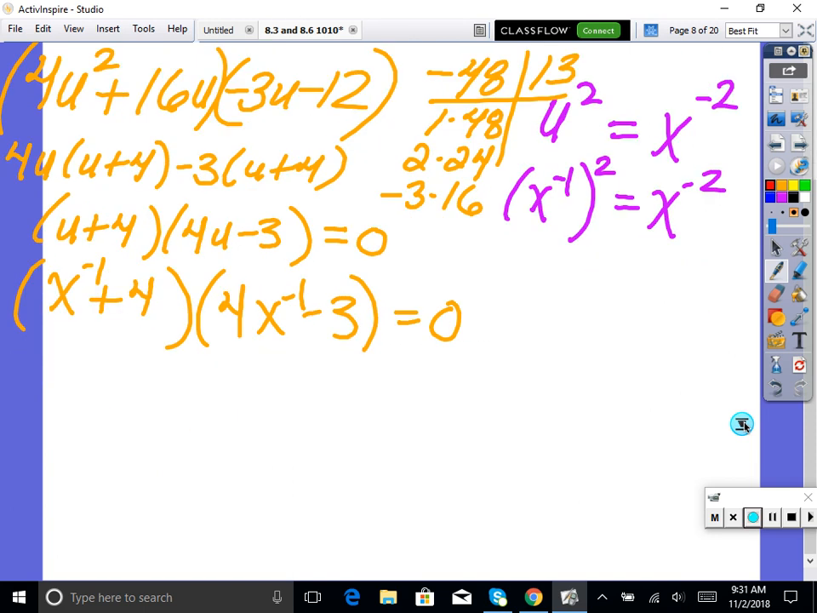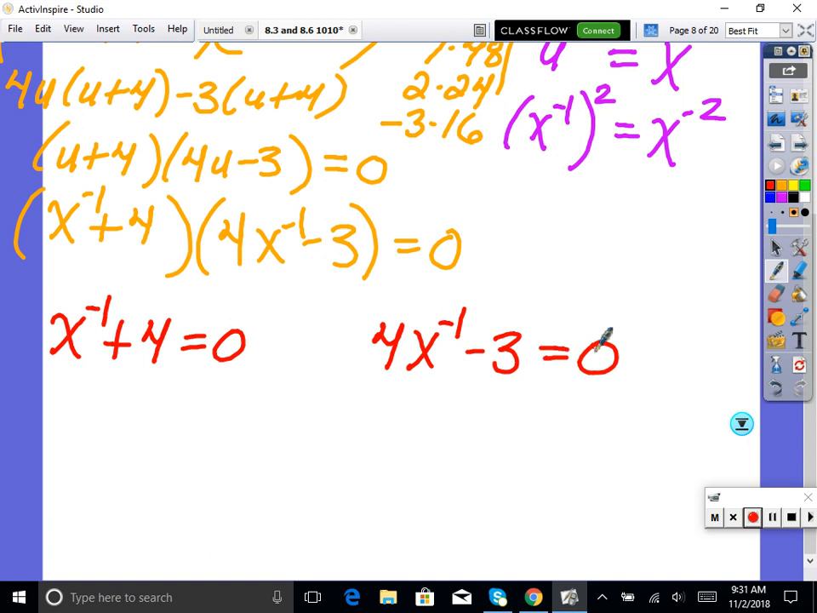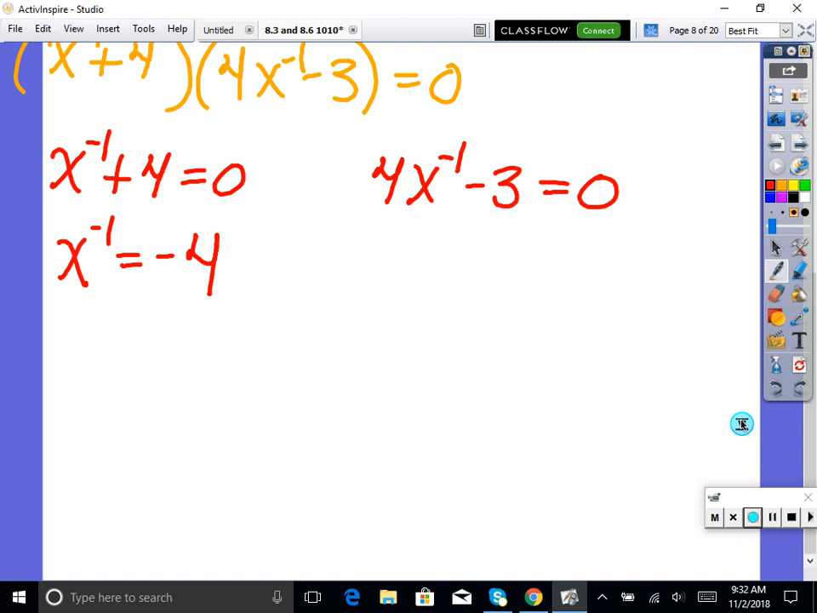I debate so hard on this next part on how to show it to you because there's many ways to think through it. So we have this, x to the negative 1 plus 4 equals 0, don't we? And then we have 4x to the negative 1 minus 3 equals 0. So how would you tackle it? Let's see what you would do if it was you. Subtract 4. So we would have x to the negative 1 equals negative 4. Then there's two ways to tackle the next part. If it was you, what would you do? It's okay if you're wrong. Wrong's better than just sitting there and not knowing where to start.